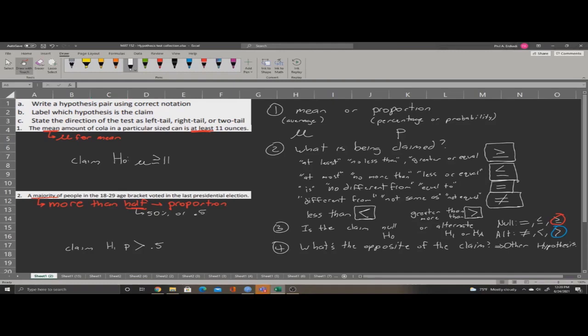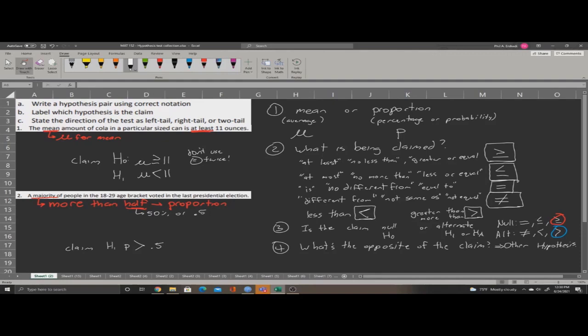So let's have a look at problem 1. The claim was that mu is greater than or equal to 11. Since we've already used greater, our other hypothesis must involve less. And because we've already used the equals in the null, we cannot use the equals again. Therefore, our other hypothesis, the alternate hypothesis, labeled with H1, is going to be less than, the opposite of greater. However, we use the same symbol mu and the same number, 11.